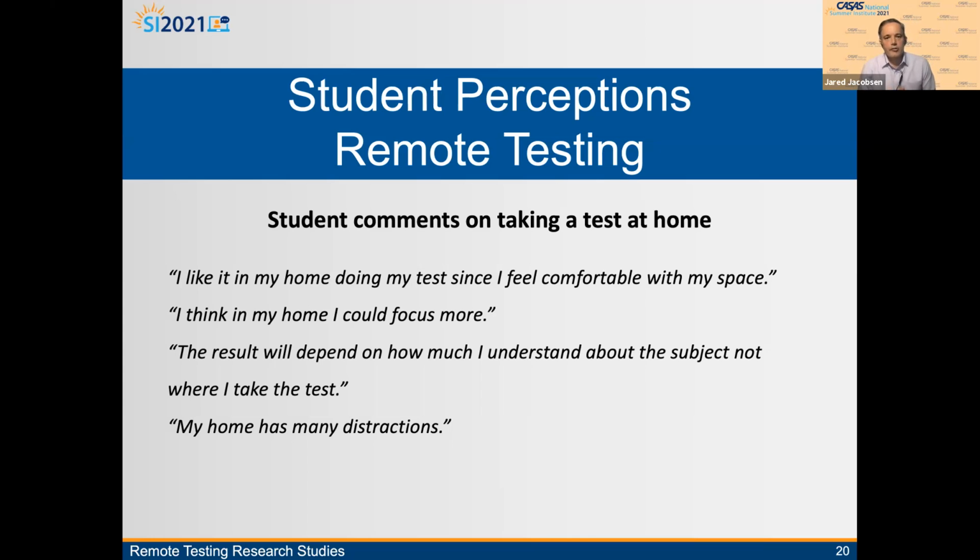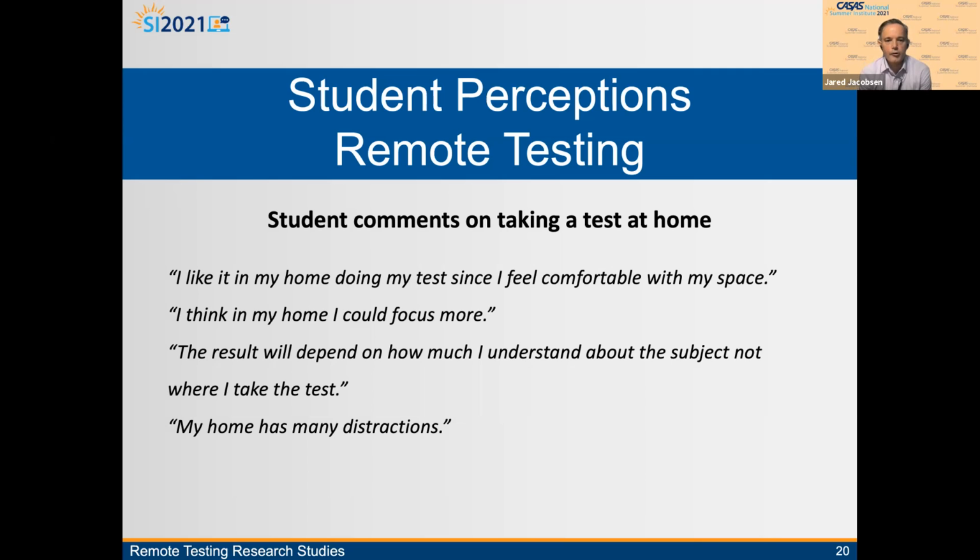We also gave students an opportunity in the survey to give their comments about remote testing. And the student comments on taking a test at home, there were quite a few of them. Most respondents did take time to write a comment about how comfortable they were with it and what their comments were on taking a test at home. I tried to summarize the most common comments and the feel that I was getting as I went over all these survey results. And these are actual quotes from the students.